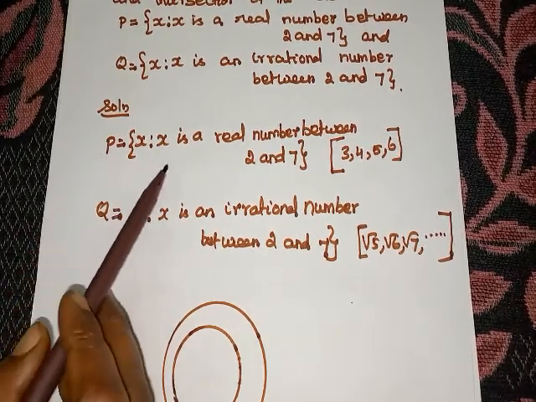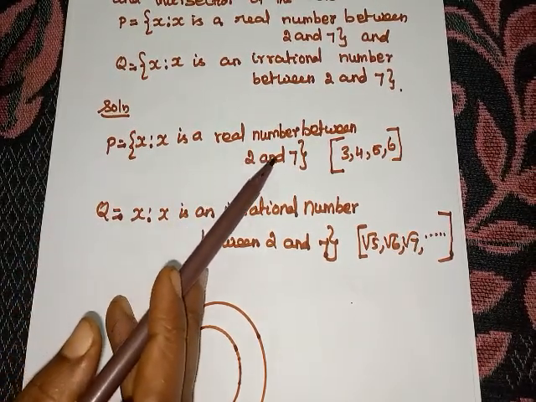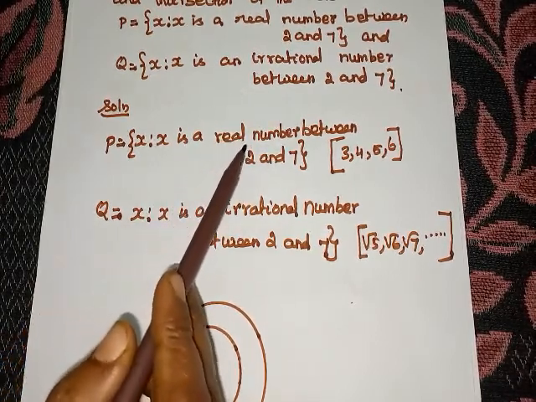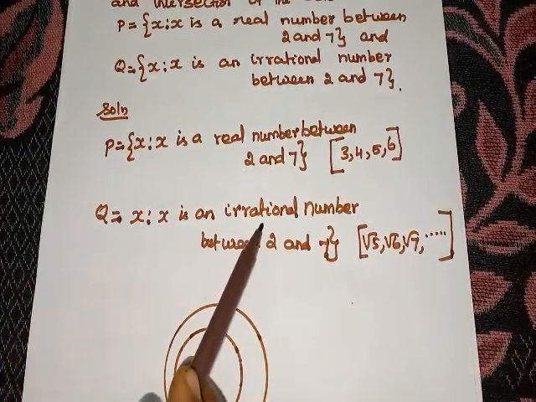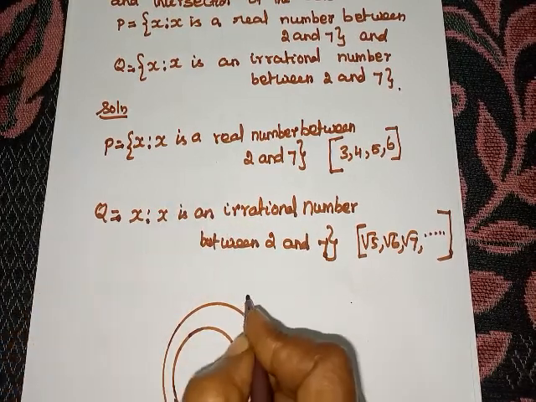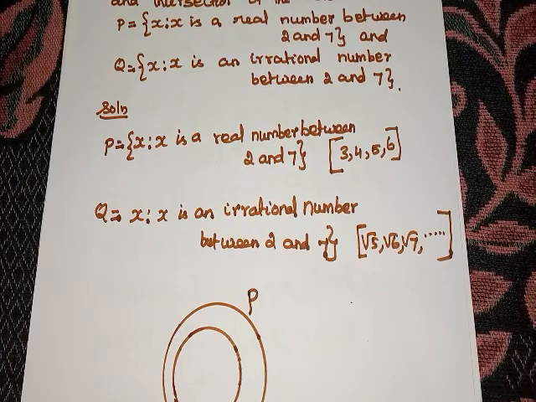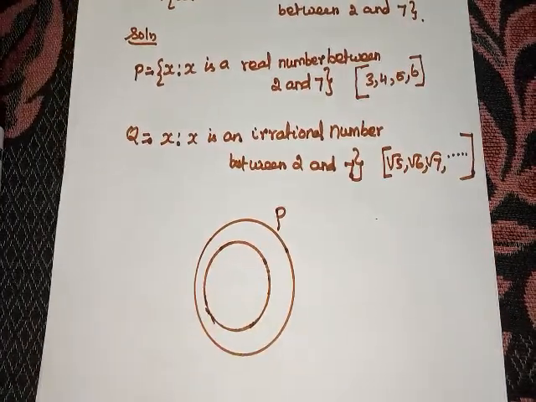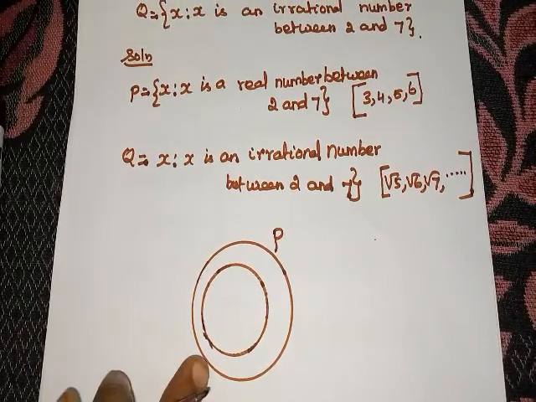What is the P set? Real numbers, which means the union of rational and irrational. What is the Q set? Only irrational. So which is the greater set? P is the greater set. So for P and Q we have to draw two circles. P is the greater set. Did you understand how it is?